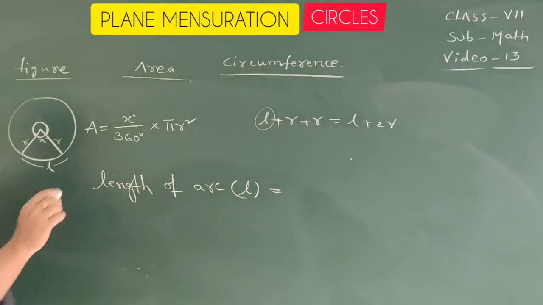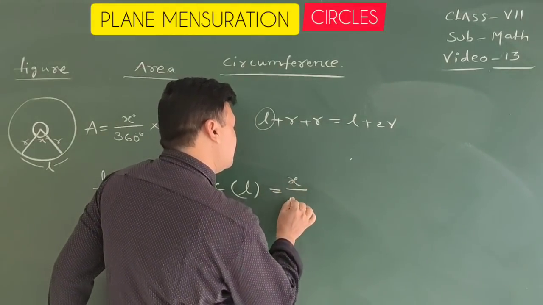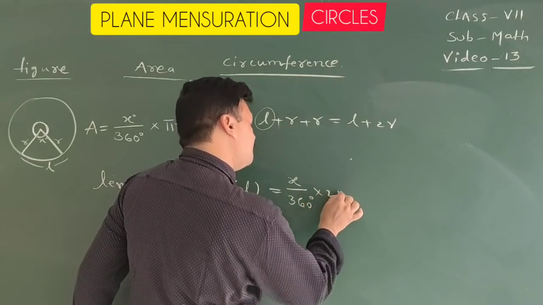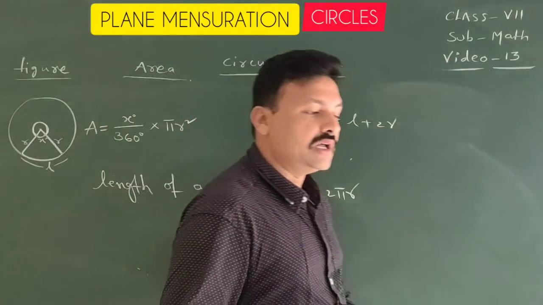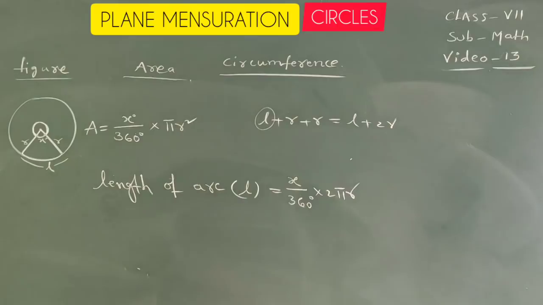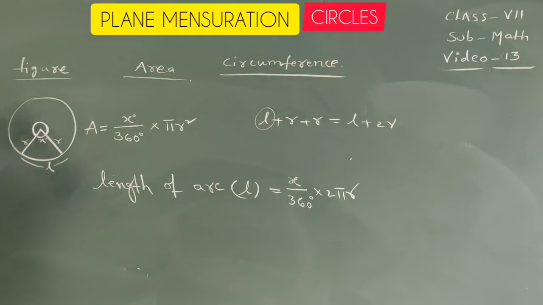Length of arc L. This arc makes an angle x at the center of the circle. So here x by 360 into 2 pi r is L. Now, x by 360 into 2 pi r is the length of arc. Arc is the part of the circumference, while sector is the part of the circle.